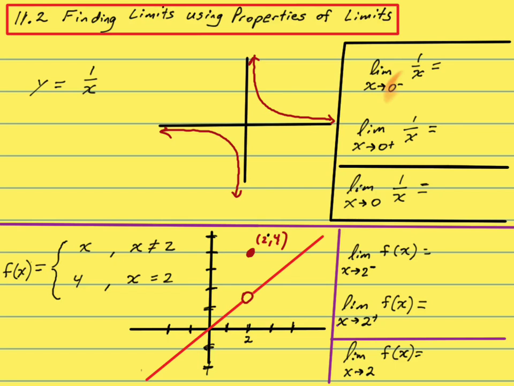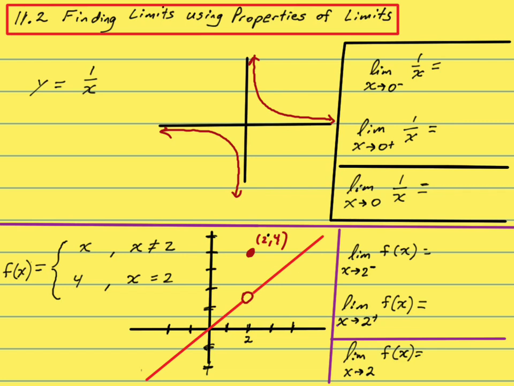If there's a little minus after it, that means from the left. If you see a little plus after it, that means from the right. Those are called one-sided limits. If I approach the same limit from the left and right, then that's what this limit would equal.